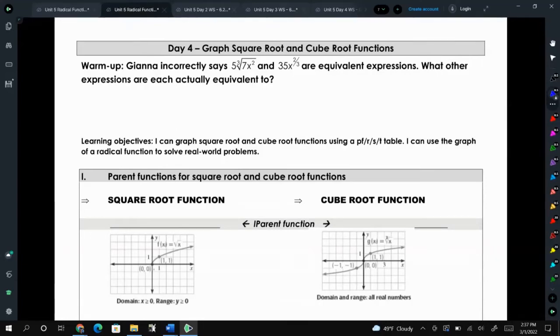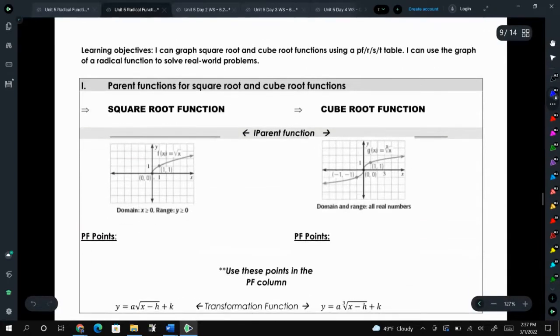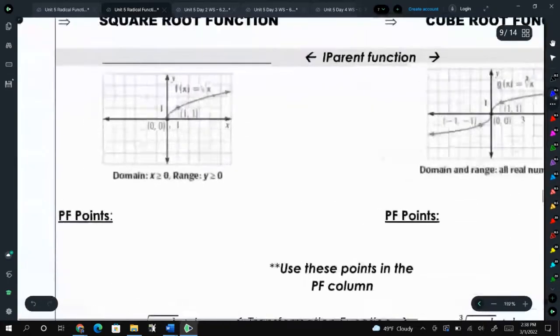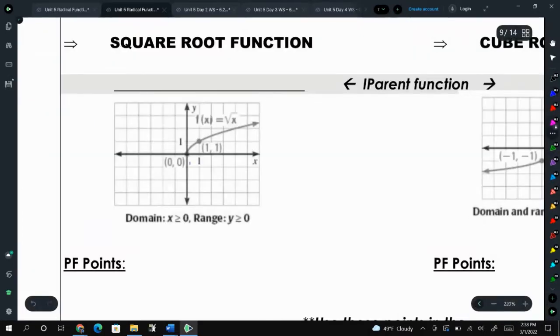We've been dealing with radical functions for a while now, and we're going to focus on two of them in particular and discuss how to graph them. We're going to be graphing the square root function and the cube root function. So here's what the parent function of the square root function is: y equals the square root of x. And here's how that graph looks.